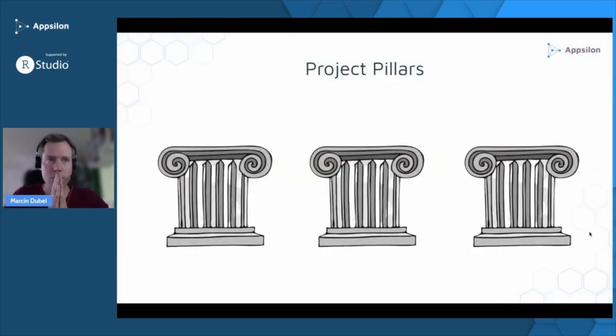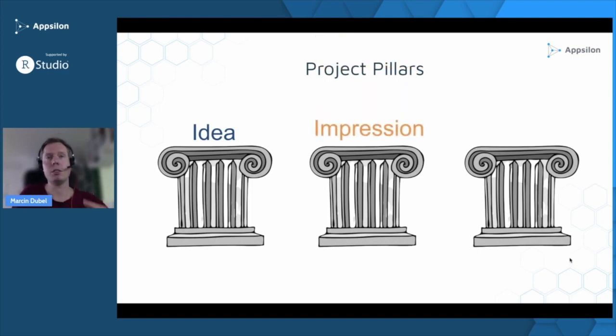Okay, but I promised you that we will talk about project delivery, and I see that there are three pillars that you need to take care of to be able to deliver the project successfully. Those three pillars are the idea, so basically what the application will be about, the impression that it will make to the users, and also the process of how we are building this. So I see these as three building blocks for every Shiny project, and in each of these topics we will answer the questions of what exactly we have in mind when we talk about idea, impression, or process, why this is important, and also how to implement those in practice.